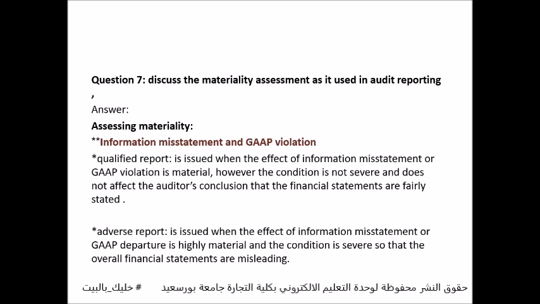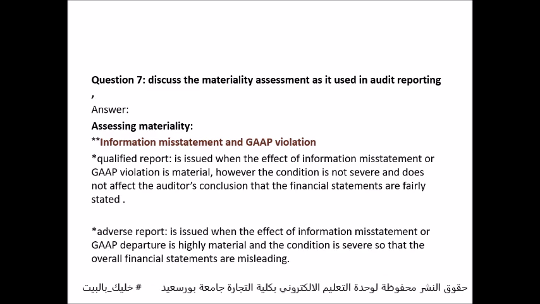Question number 7. Discuss the materiality assessment as it is used in audit reporting. Assessing materiality with respect to information misstatement and GAAP violation will be as follows. A qualified report is issued when the effect of information misstatement or GAAP violation is material. However, the condition is not severe and doesn't affect the auditor's conclusion that the financial statements are fairly stated.